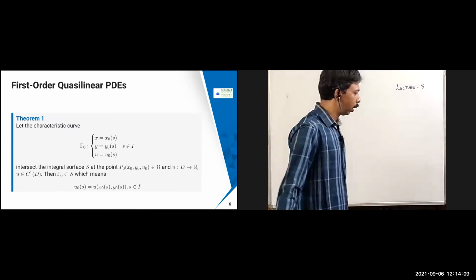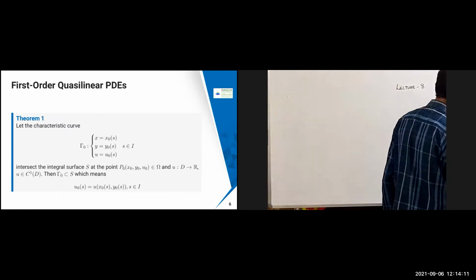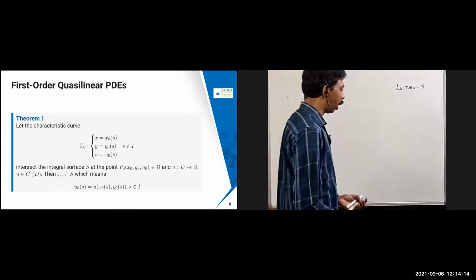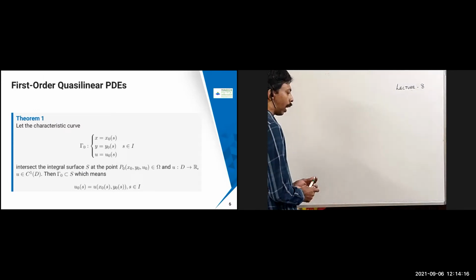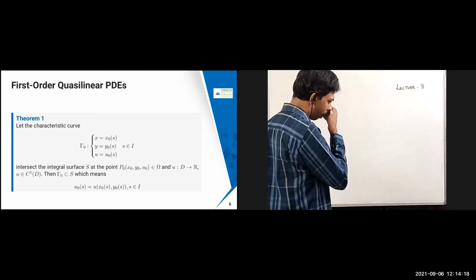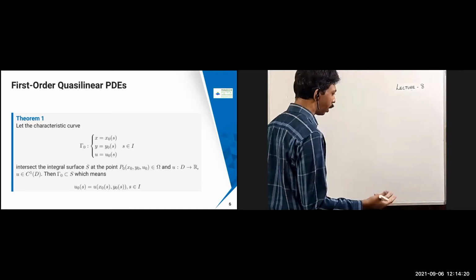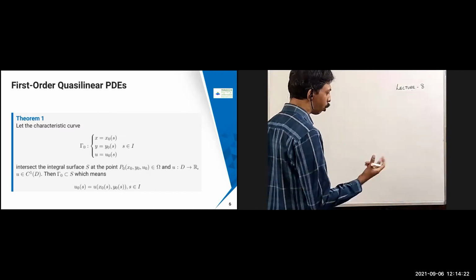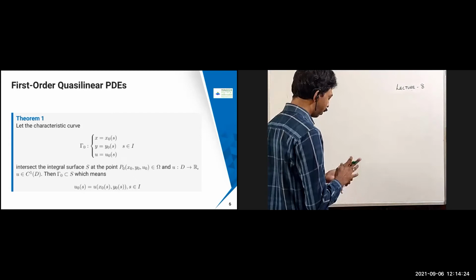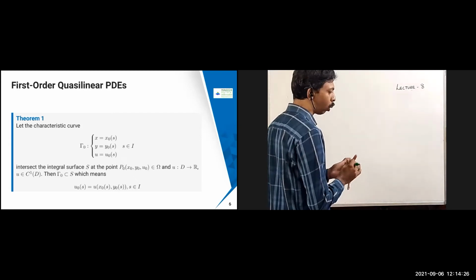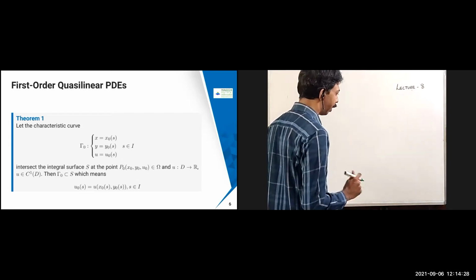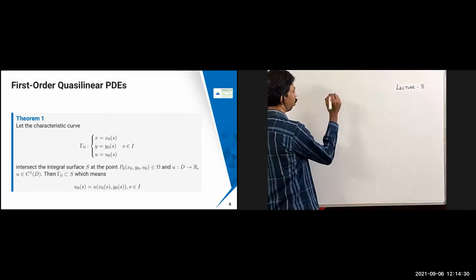Okay. Now next one, a theorem. So this theorem I have briefed you last time, but I have given it as something for you to go through once and check whether you have any doubts or not. So if you have any doubts on this one, you can ask now.